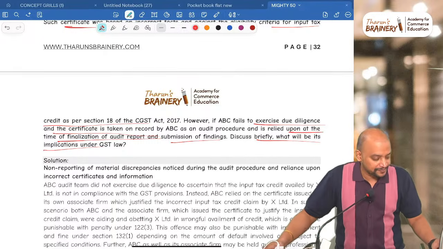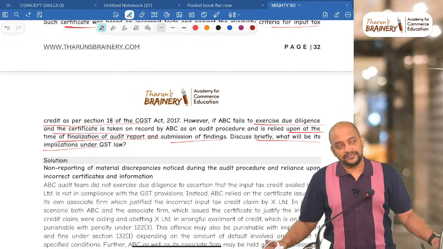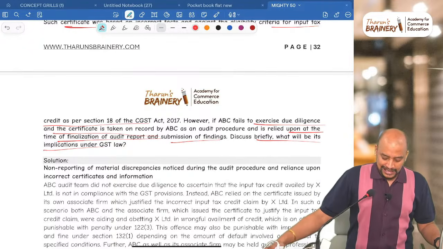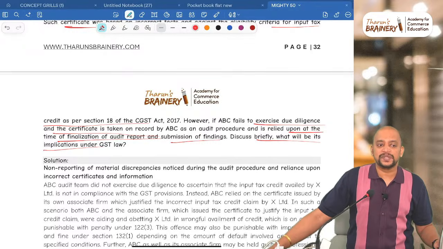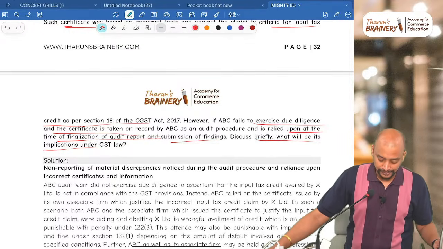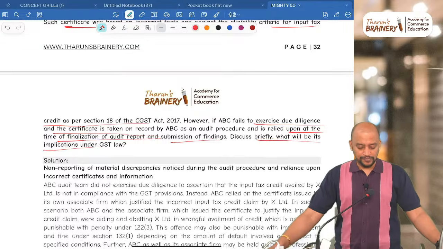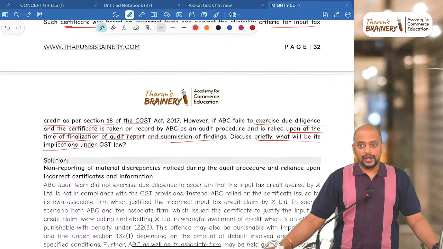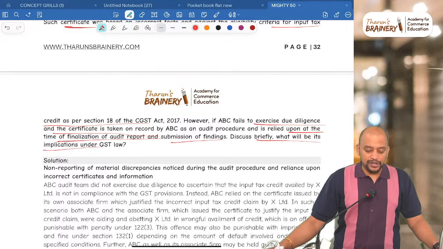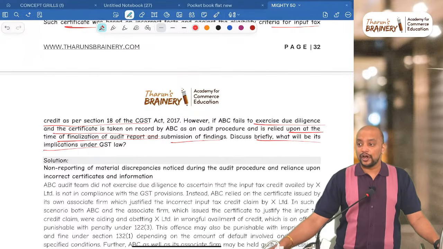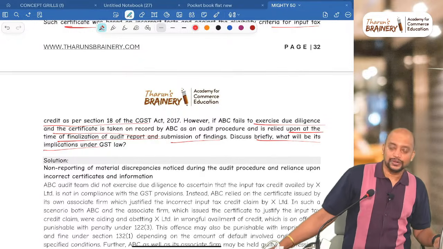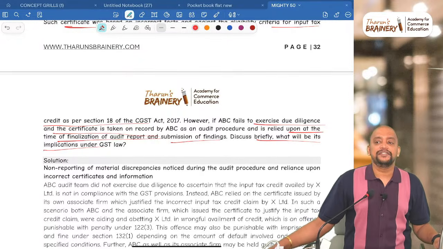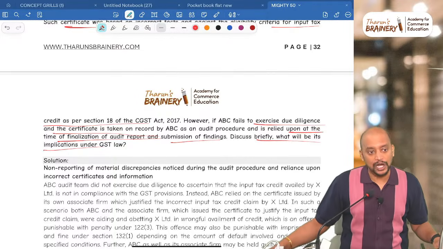What's your answer? First, in this case, there is a penalty provision under section 122(3). On whom? On ABC. Why? They are a party to the offence because they completed the audit and gave the certificate under section 66. Also, on the associate, there will be a penalty under 122(3), on both.